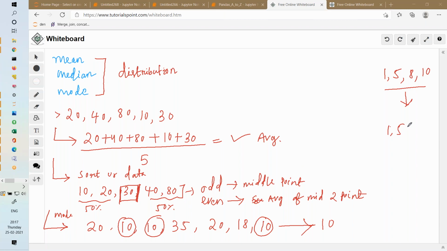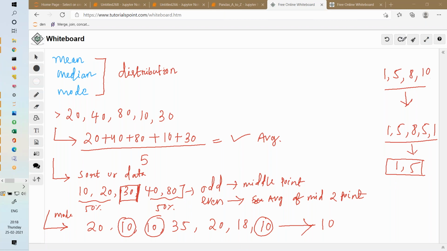Now in this case, 1, 5, 8, 5, 1. What is the mode in the second case? We have two modes here, both, right? 1 and 5. Correct. So both 1 and 5 are modes, right? So this is a very, very brief kind of introduction.